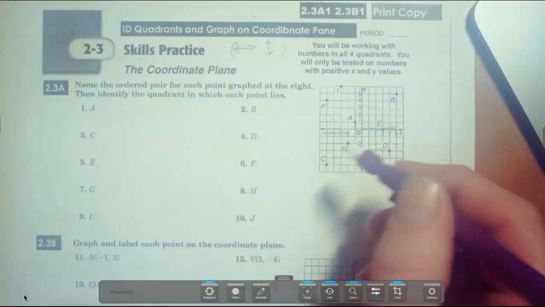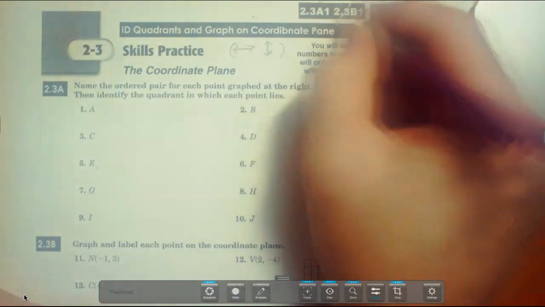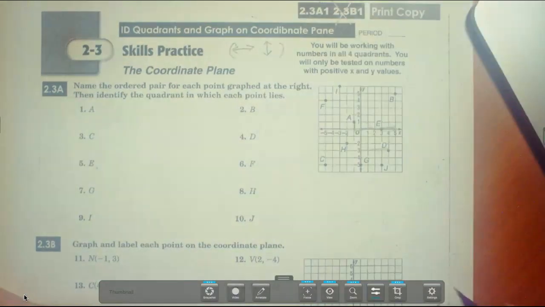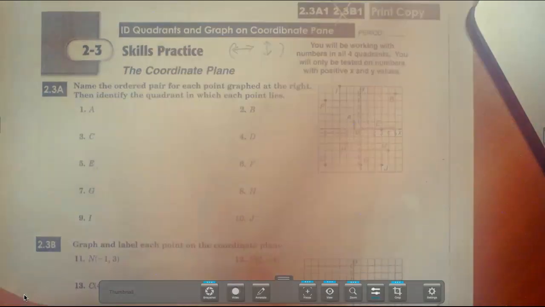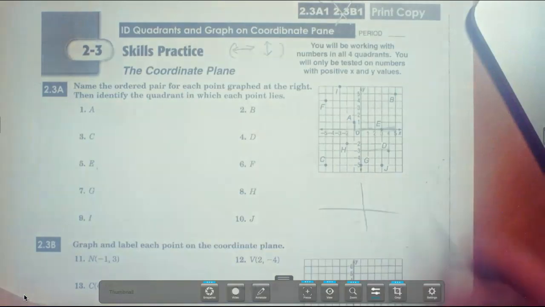Hello. Today we'll be doing 2.3A1. Only do half of the sheet here. A couple things you need to know when we're looking at a quadrant, coordinate grid, or a quadrant graph.